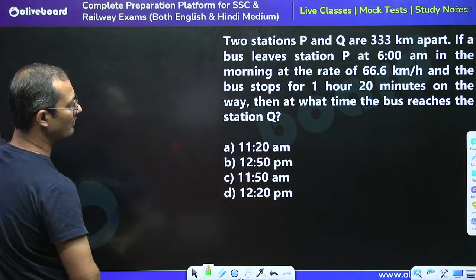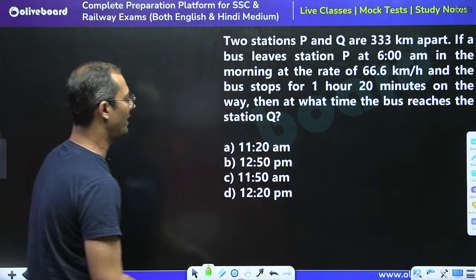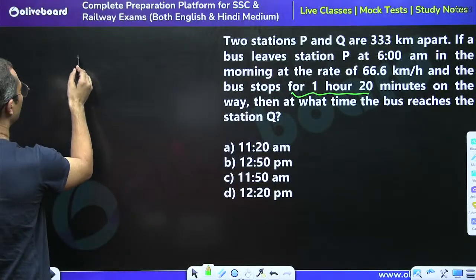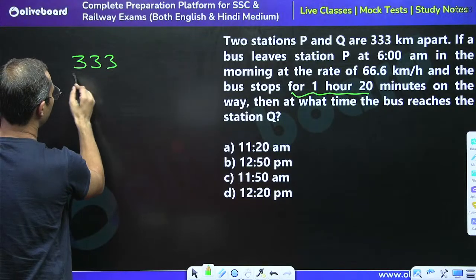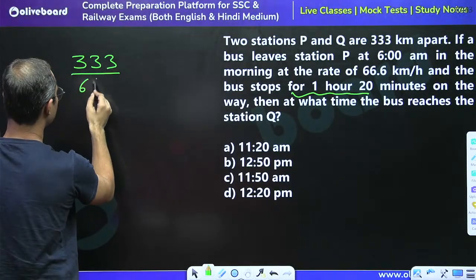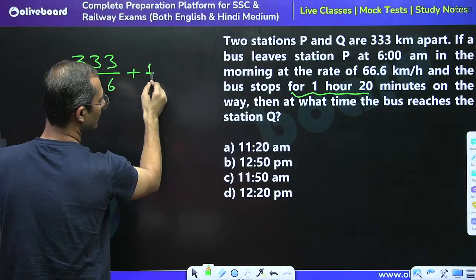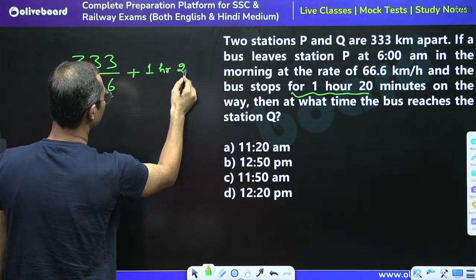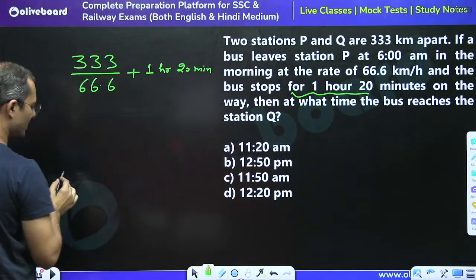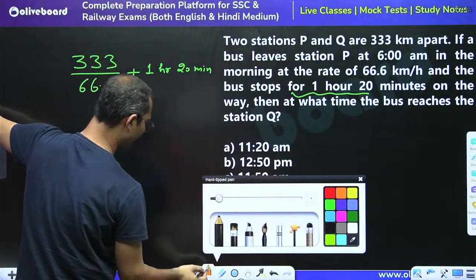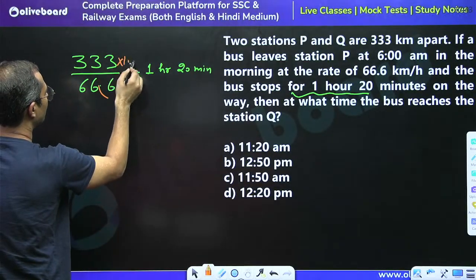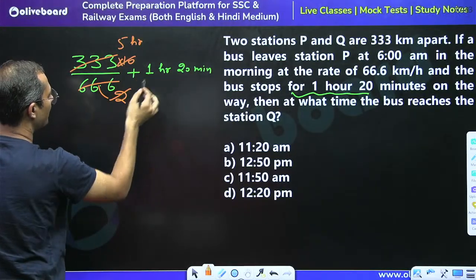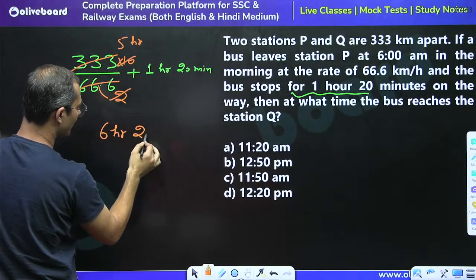So the time taken to cover the distance plus the stop time, right? Time is given by distance divided by speed. Speed is 66.6, and plus the stop time is 1 hour 20 minutes. By solving this, removing the decimal point, multiplying by 10, this is cancelled by 2, and by 2 this is 5 times. So this is 5 hours, 5 plus 1, 6 hours, right? So 6 hours 20 minutes.